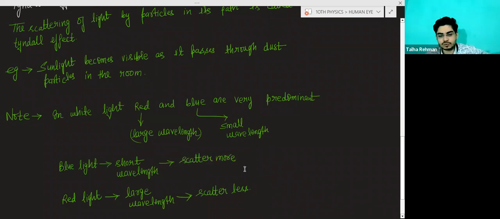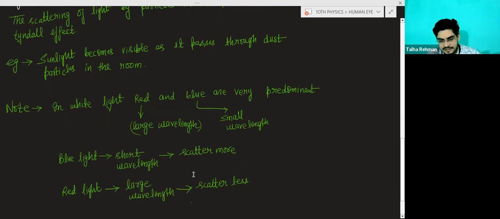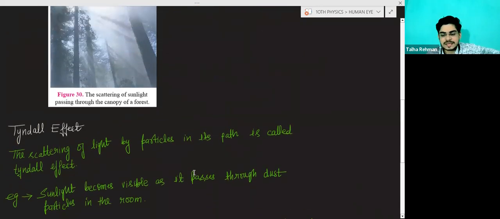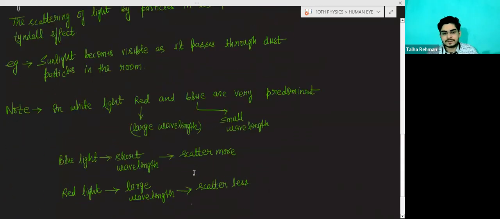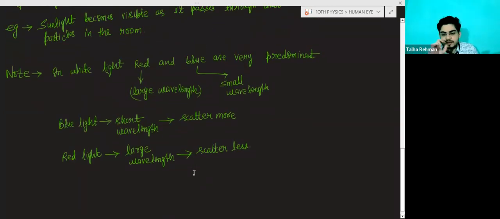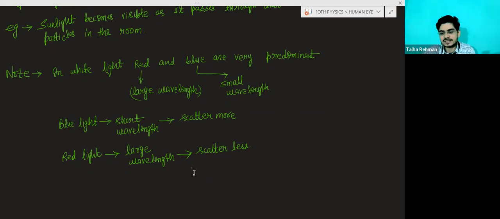Blue light scattering is more, and red light has the large wavelength. So if the wavelength is large, then the scattering is less. So we can say the scattering of light is inversely proportional to the wavelength. If the wavelength is large, then the scattering of light is less.